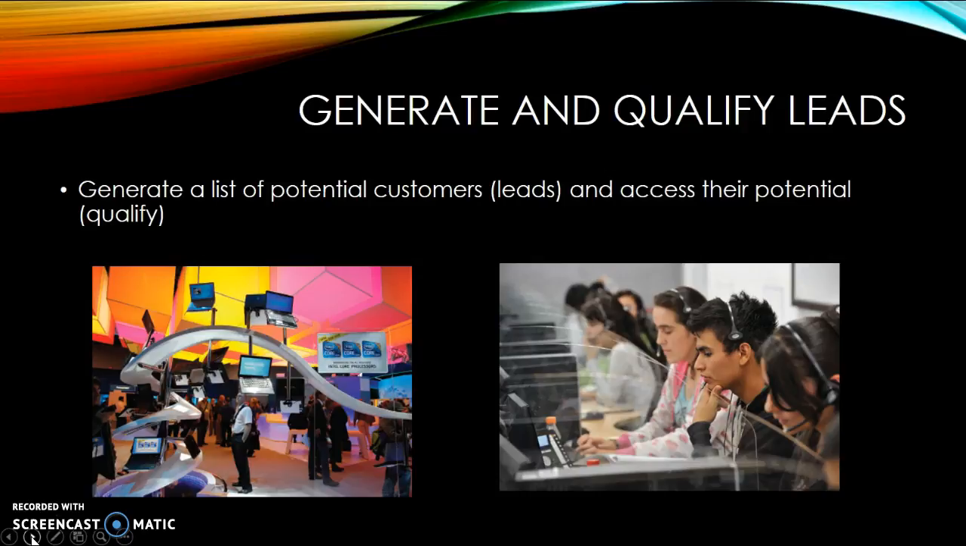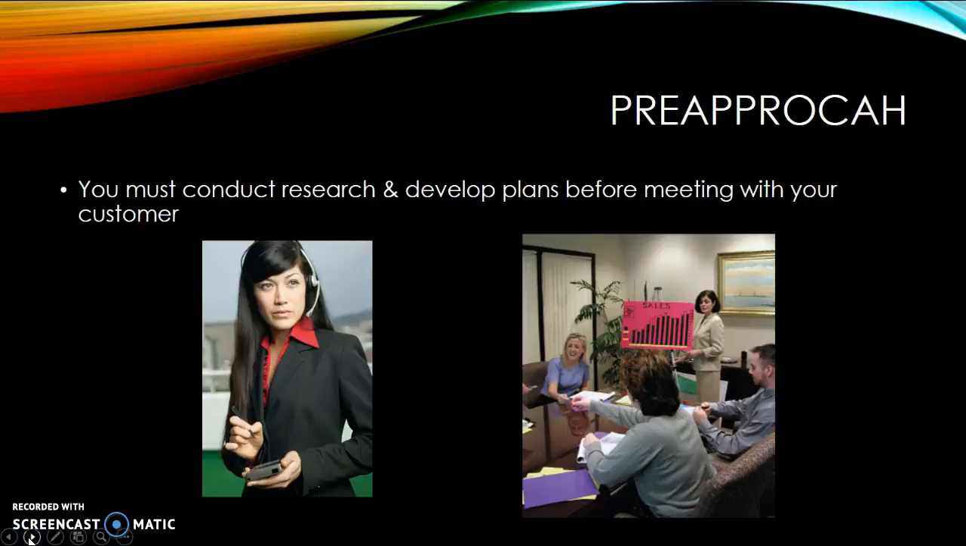Another good way to get your company out there is by going to trade shows. A trade show is when a buyer is exposed to a product or service offered by a potential supplier in an industry. Now, this leads us to our second step, which is the pre-approach. This is when a salesperson must conduct research and develop plans before meeting with their customer.